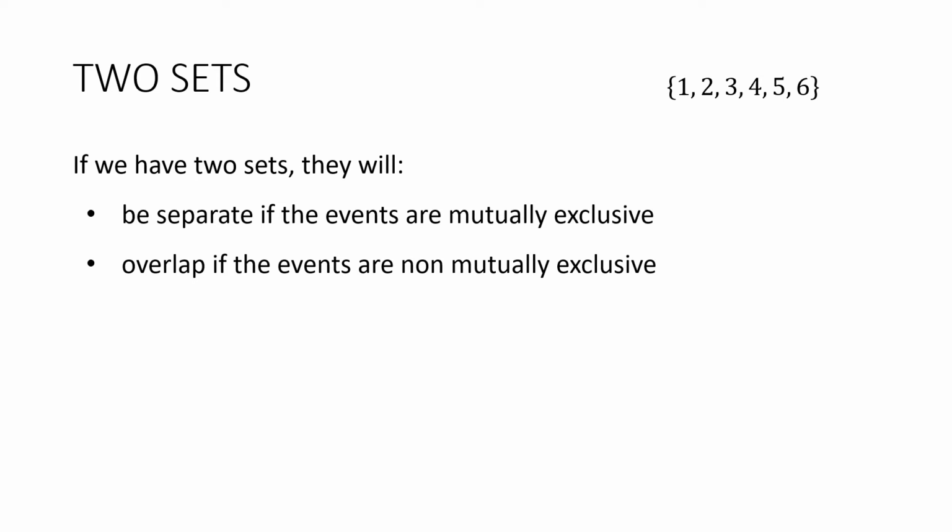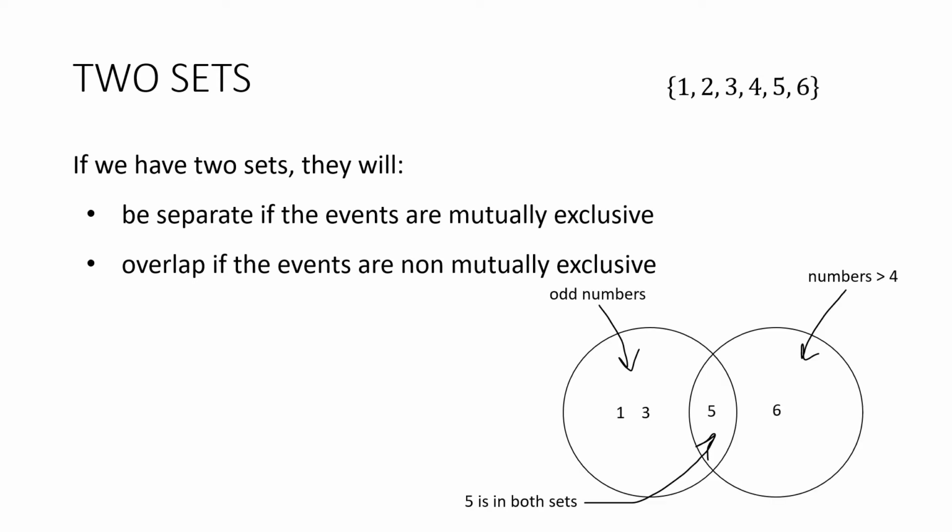They're going to overlap if the events are non-mutually exclusive. So let's choose the odd numbers for set A again, and this time let's choose the numbers greater than 4. You can see there's an overlap. The number 5 appears in both sets.